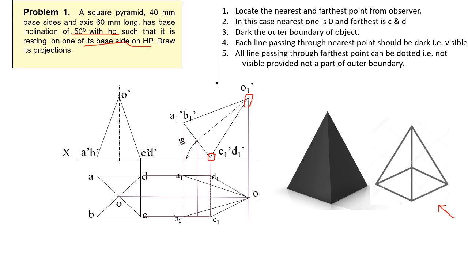Okay, so this is the top view. So what is the rule? First locate the observer. Whatever lines start from the observer should be dark. The outer boundary should be dark. Locate the farthest point. Whatever lines pass through the farthest point should be dotted, provided that they are not part of the outer boundary.